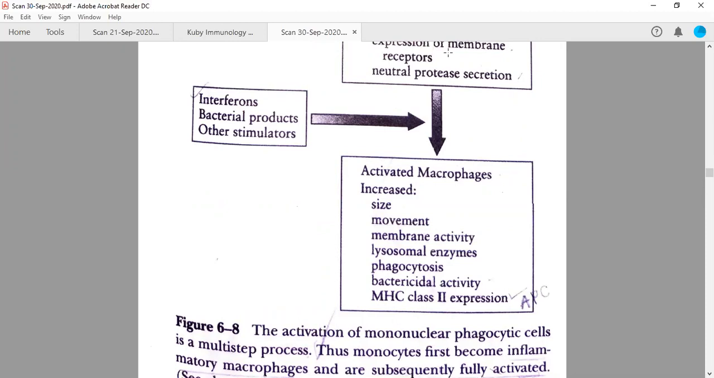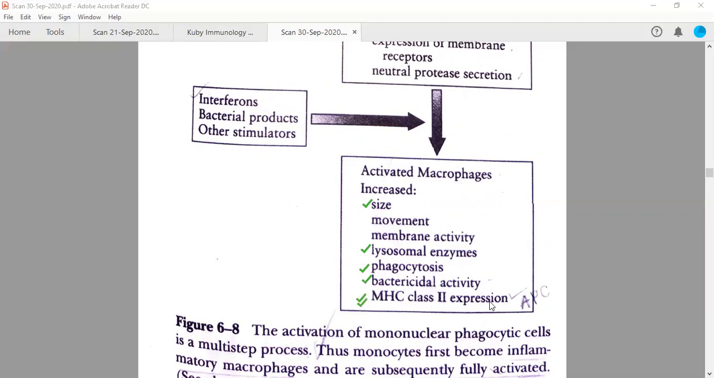Now, actually, the activated macrophages are the major phagocytes, which will show large size. So I will tell you what the major things are. Their size will increase. They will show increased movement towards the site of infection. Their membrane activity is increasing. Lysosomal activity will increase. Phagocytosis is even more pronounced. Bactericidal activity, cidal means killing mechanism, so they will kill the bacterial cells. And the last one is more important.